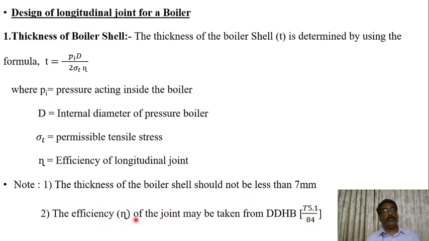That means while solving the problem, if efficiency is not given, you can select it from the DDH. It depends upon which type of joint, whether a lap joint or a butt joint, as the efficiency changes, and we can select the values directly from the DDH if it is not given in the problem. By using this formula, you can find the thickness of the boiler shell.